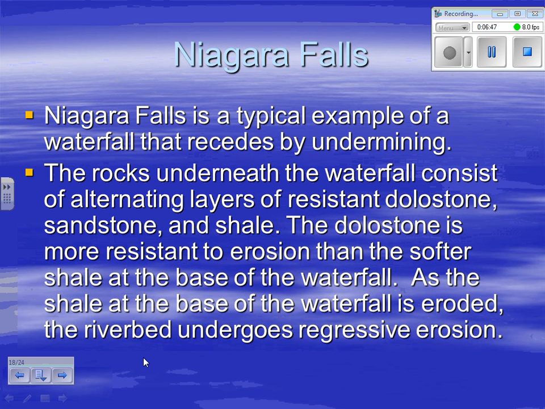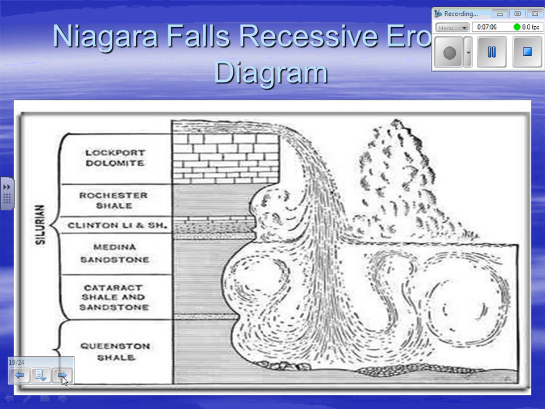The rocks underneath the waterfall consist of alternating layers of resistant dolomite, dolostone, sandstone, and shale. Dolostone is more resistant to erosion than the softer shale at the base of the waterfall. As the shale at the base of the waterfall is eroded, the riverbed undergoes regressive erosion. This diagram illustrates what's happening at Niagara Falls.